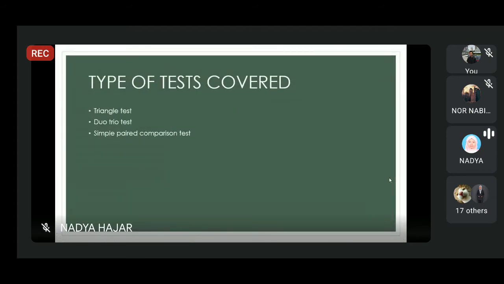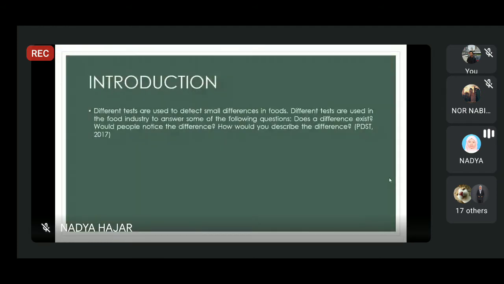So in the lab, as I said just now, we will cover these 3 tests: the triangle test, the duo trio test, and the simple pair comparison test. Okay, as an introduction, difference tests are used to detect small differences in the food, and difference tests are used in the food industry to answer some of the following questions. Do differences exist between the samples? Would people notice the differences? And how would you describe the difference?